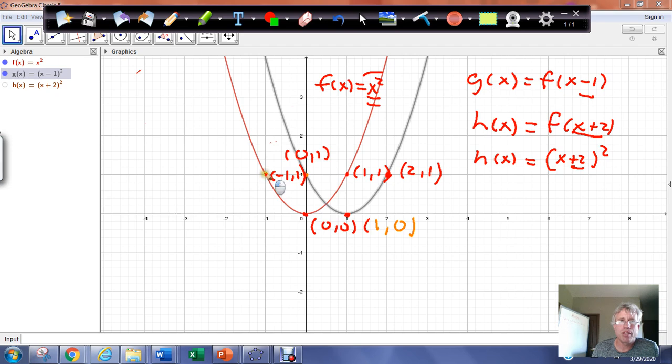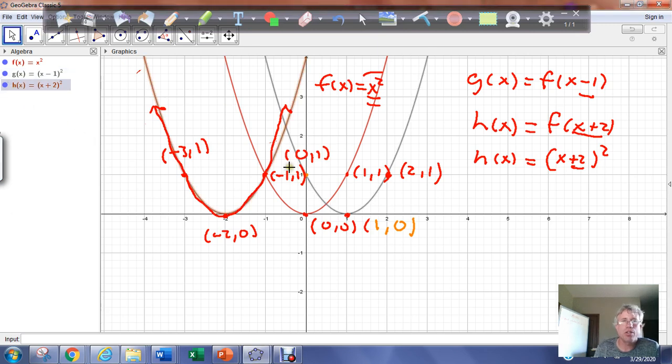So I take each of the nice lattice points, I shift them 2 units to the left. So this shifts over to -3, 1. This point 1, 1 shifts over 1, 2 units to the point -1, 1. And this point shifts over 1, 2 units to -2, 0. And then of course I would hand draw a nice parabola through those points. But for me it's easier just to turn that function on and show that it does pass through the lattice points.